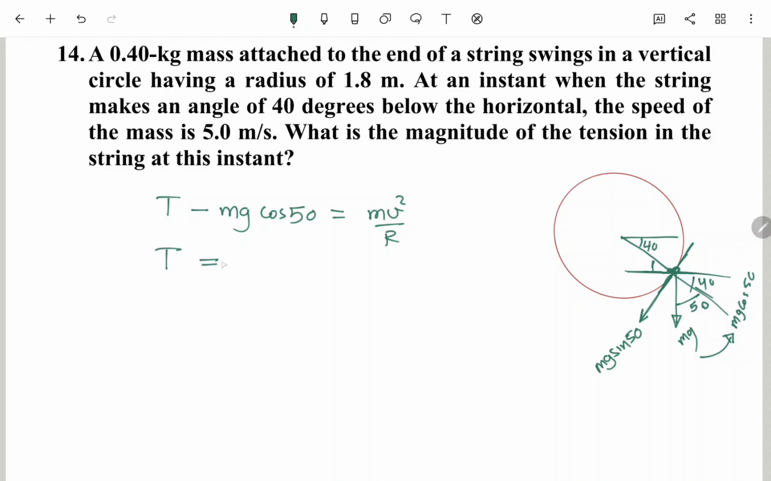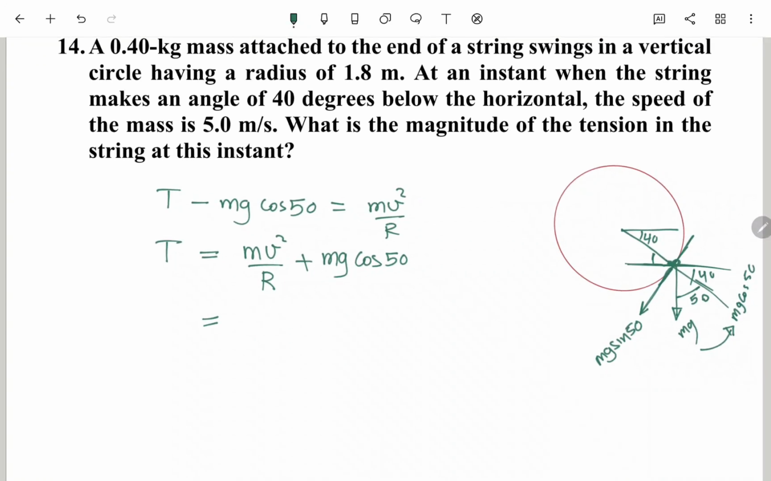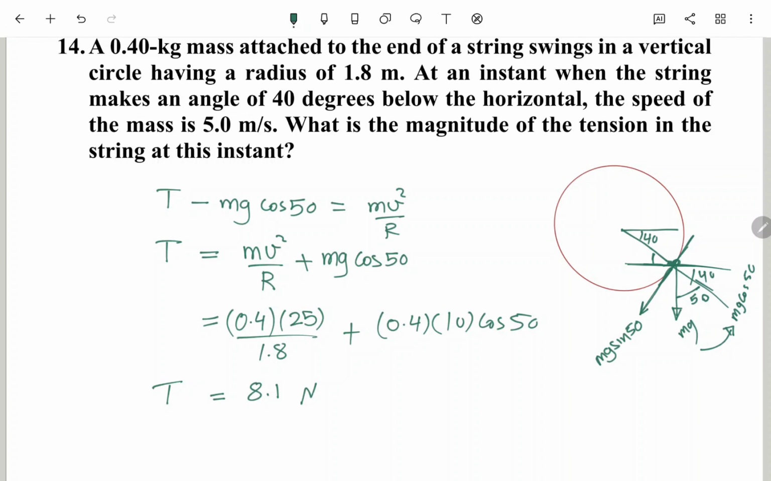So tension equal to mv square over r plus mg cosine 50, or equal to 0.4 times 25 divided by 1.8 plus 0.4 times 10 cosine 50. In other words, the tension equal to 8.1 newtons.